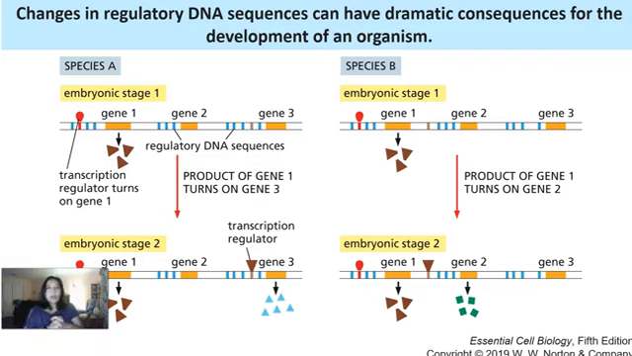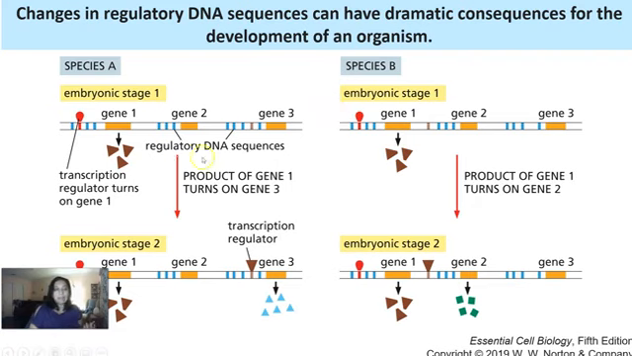Okay, so how can just changes in regulatory DNA sequence have such a dramatic change at the end of the day? Well, to look at that, we're going to use an example of two species. We're looking at three different genes that are all affected by the same transcriptional regulator, but with different regulatory sequences for those three genes.